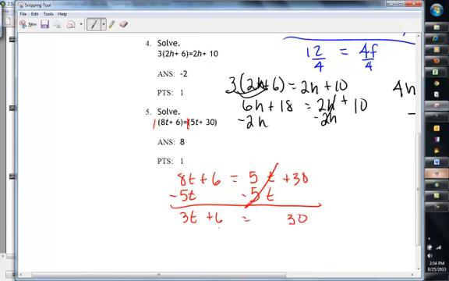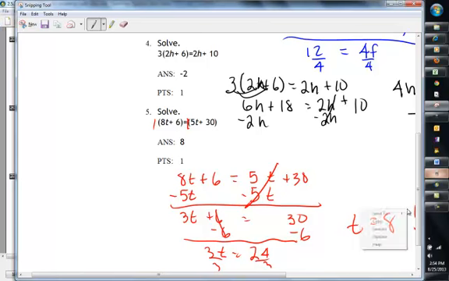Our goal is to get the t all alone, so we're going to subtract 6 from each side, and we have 3t equals 24. Divide both sides by 3, and we get t is 8. So in section 2.5, we have variables on each side.